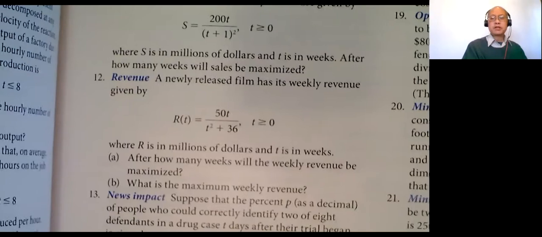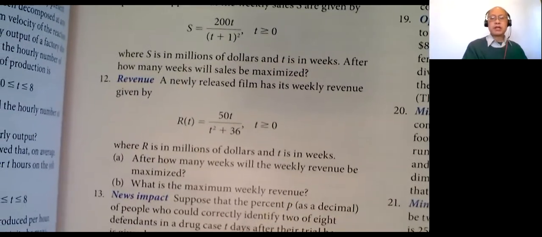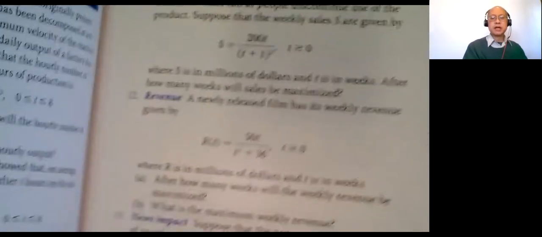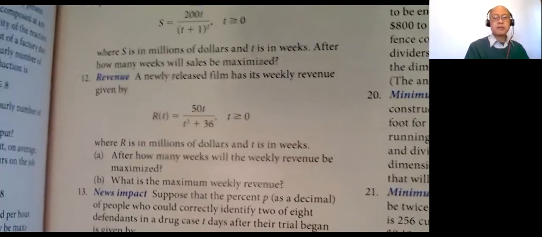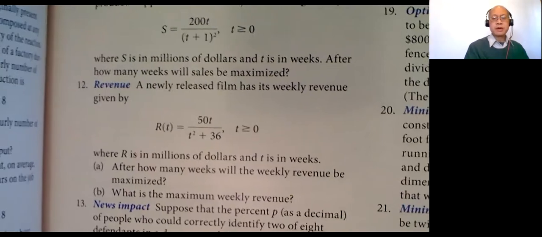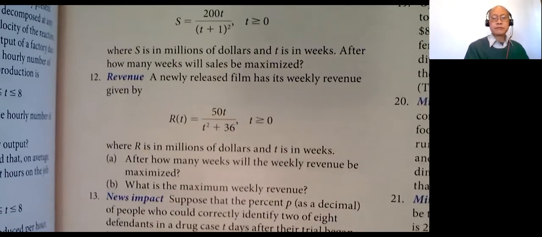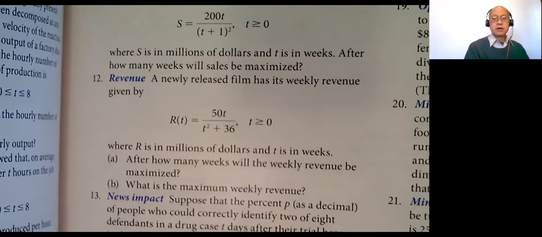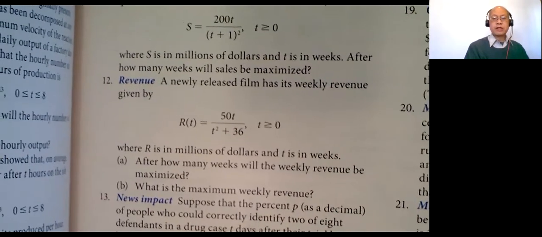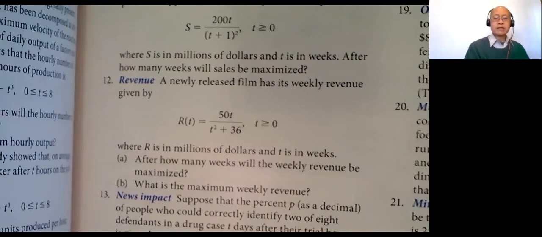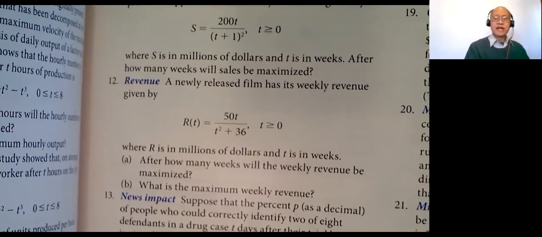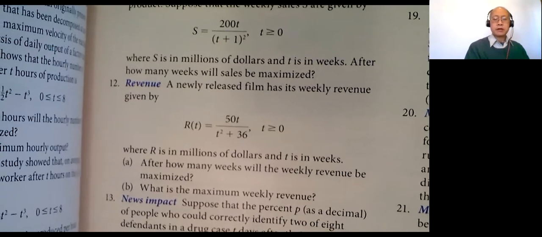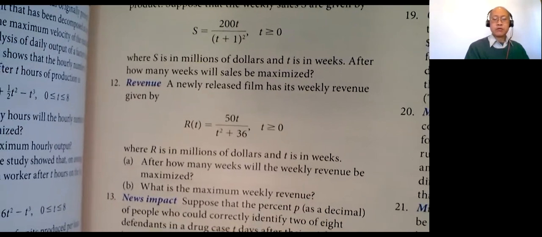All right, you have a revenue function. R of t is 50t divided by t squared plus 36, t is greater than or equal to 0. R is in millions of dollars. T is in weeks. Okay, so A, after how many weeks will the weekly revenue be maximized? So I maximize that quantity. Unfortunately, it's a quotient rule. Once I get that answer, then I plug in to get the answer to B. What is the maximum weekly revenue?